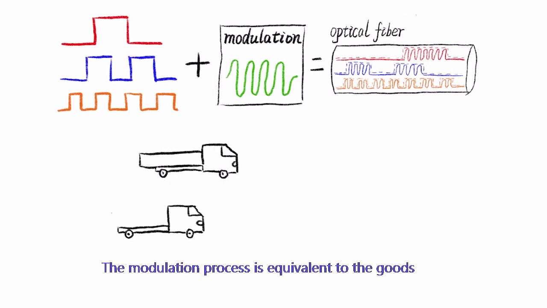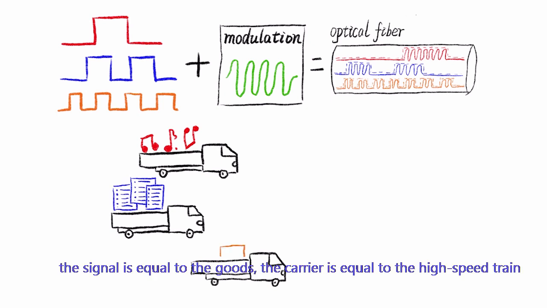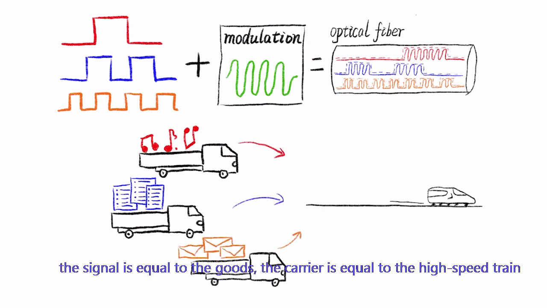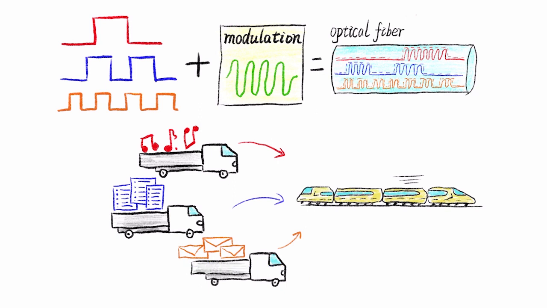The modulation process is equivalent to moving the goods from the truck to the high-speed train. The signal is equal to the goods. The carrier is equal to the high-speed train. Then, the high-speed train with a large number of goods travels fast on the high-speed optical fiber.